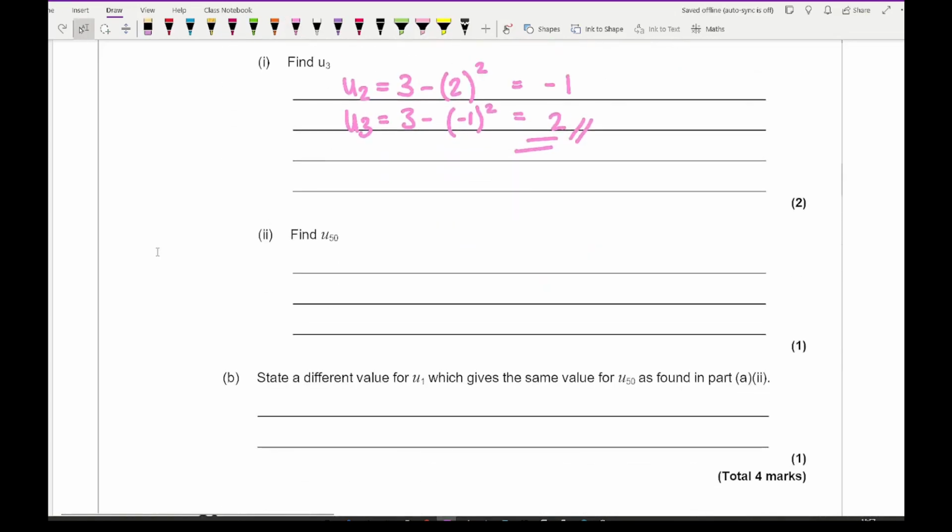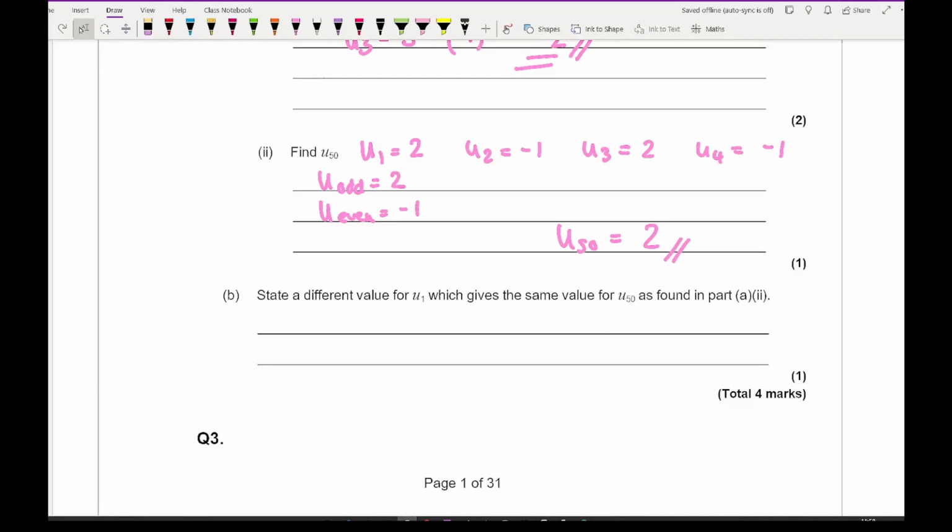It then says find u50. Well, again, looking at the terms, u1 was 2 and u2 was minus 1, u3 was 2, and u4, following the pattern, is going to be minus 1. So when n is an odd number, I'm going to end up with 2, and when n is an even number, I'm going to end up with minus 1. Now 50 is even, so I know that u50 is going to equal 2.